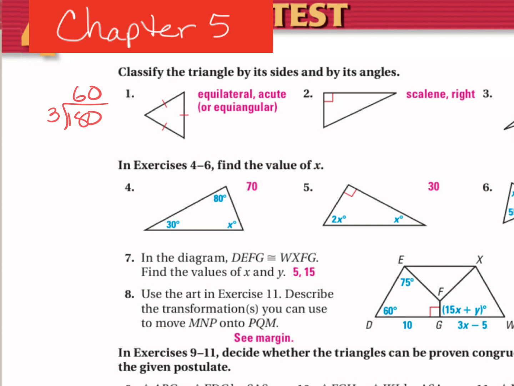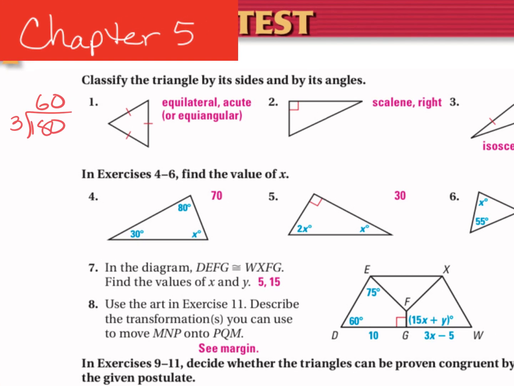Now this one, I know there are no markings on the sides here, but you can tell it's a right triangle. And then here, all three sides look like they're different lengths, making it scalene, where all three sides are different. I would give you congruency marks. I wouldn't expect you to assume that they're all different sizes.